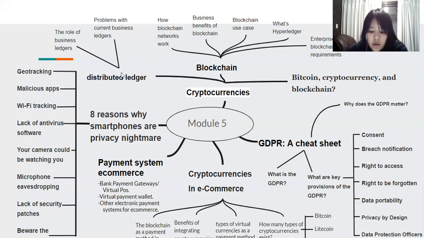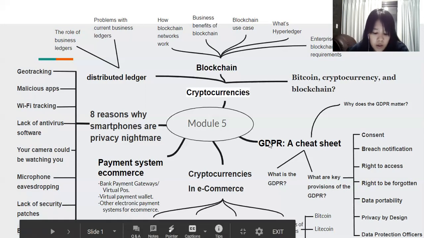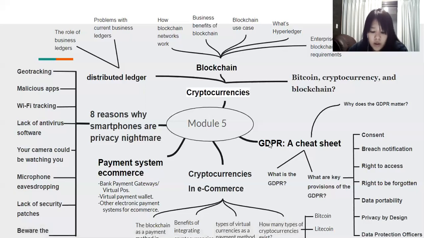The next one is malicious apps. Some apps do not come from a famous source, so they're not 100% reliable. Next is Wi-Fi tracking. Free Wi-Fi connections lead to an invasion of privacy. The next one is lack of antivirus software. We have to be sure to only install genuine antivirus software on our device. The camera could be watching you. This means that they can be activated and used to spy on the owners.